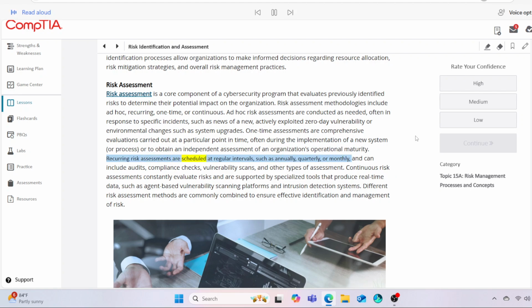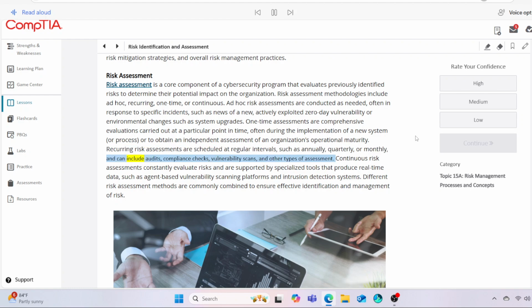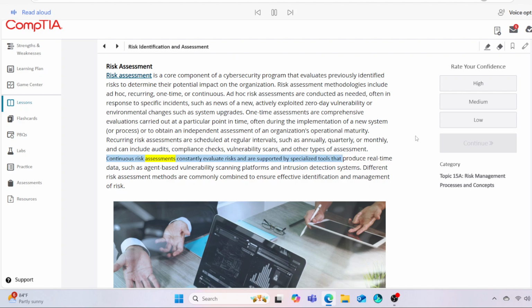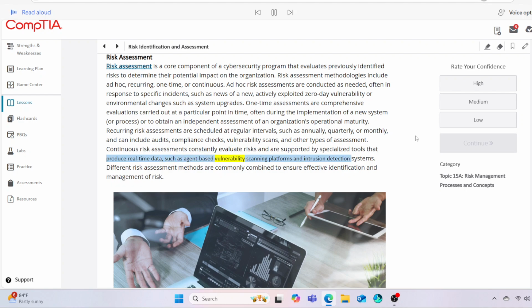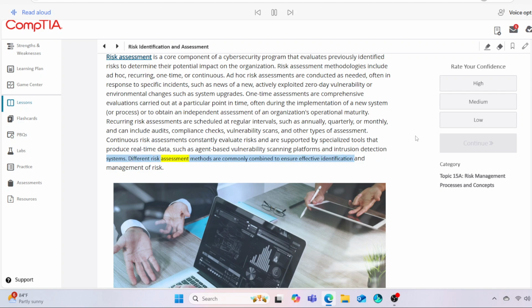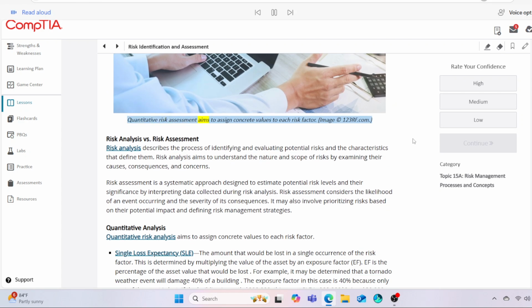Recurring risk assessments are scheduled at regular intervals, such as annually, quarterly, or monthly, and can include audits, compliance checks, vulnerability scans, and other types of assessment. Continuous risk assessments constantly evaluate risks and are supported by specialized tools that produce real-time data, such as agent-based vulnerability scanning platforms and intrusion detection systems. Different risk assessment methods are commonly combined to ensure effective identification and management of risk. Quantitative risk assessment aims to assign concrete values to each risk factor.